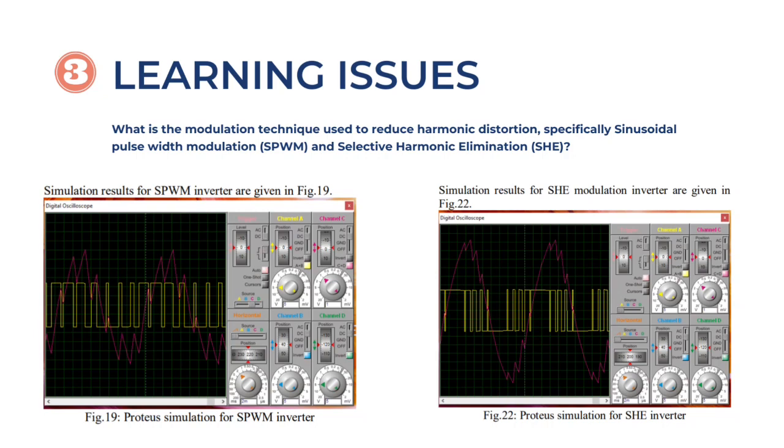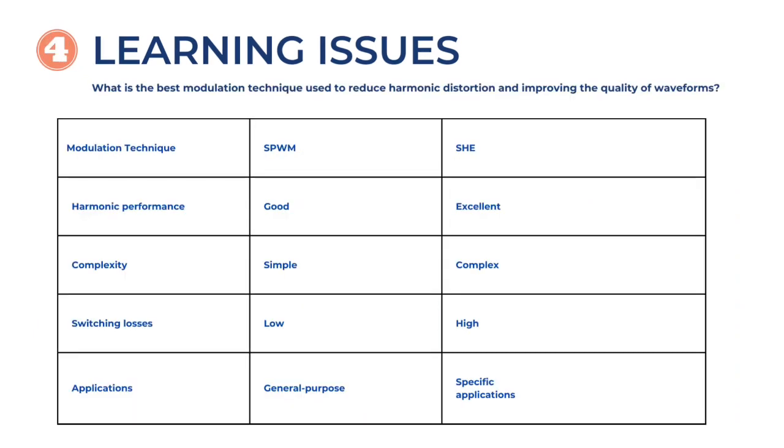SPWM, which is on the left side, the left graph, generates a sinusoidal waveform by comparing a high frequency carrier signal with a reference sinusoidal waveform. However, SHE, which is on the right side, eliminates specific harmonics from the output waveform by adjusting the switching angles of the inverter power devices.